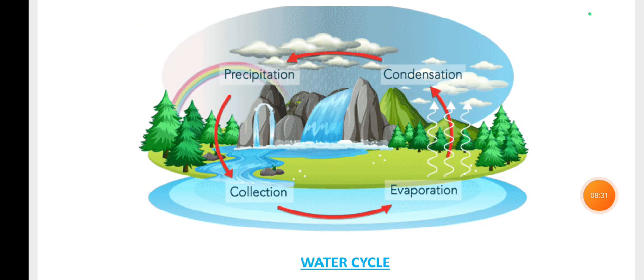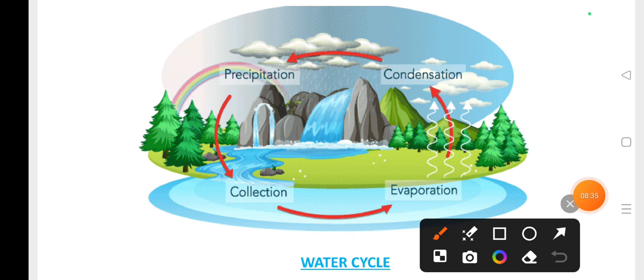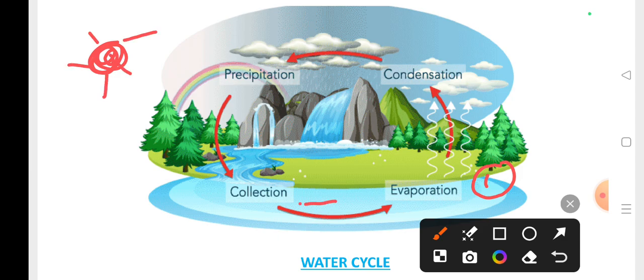Children, here you can see the image of the water cycle. There are the 3 stages of the water cycle. First is evaporation. In evaporation, what happens? Due to the heat of the sun, what happens? This water evaporates into vapor, and this is called evaporation.